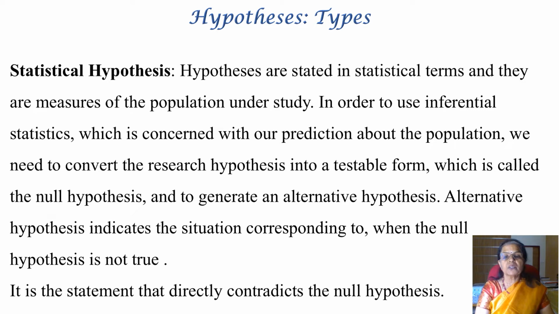So in order to use inferential statistics, which is concerned with our prediction about the population, we need to convert the research hypothesis into a testable form, which is called the null hypothesis, and to generate an alternative hypothesis. Alternative hypothesis indicates the situation corresponding to when the null hypothesis is not true. The alternative hypothesis is a statement that directly contradicts the null hypothesis.